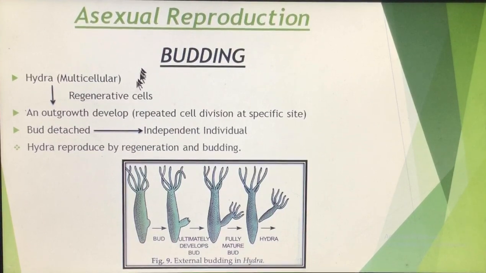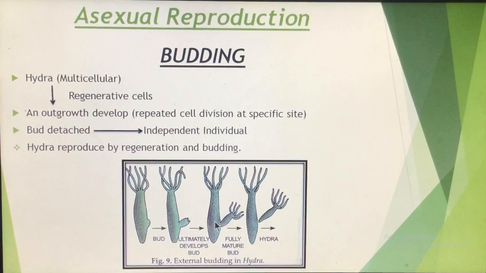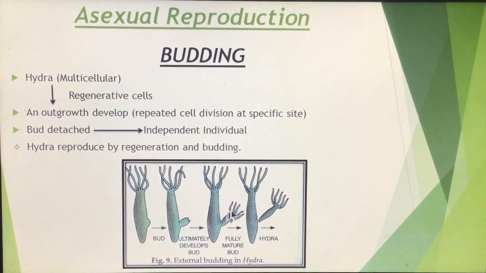Regenerative cells की बार बार division होती है, many cells are formed, as a result ultimately a bud-like structure is formed. This bud-like structure then gives rise to a fully matured bud which has the tentacles also. ये जो hair-like structures दिख रहे हैं, these are the tentacles. So this is a fully matured bud having the tentacles.